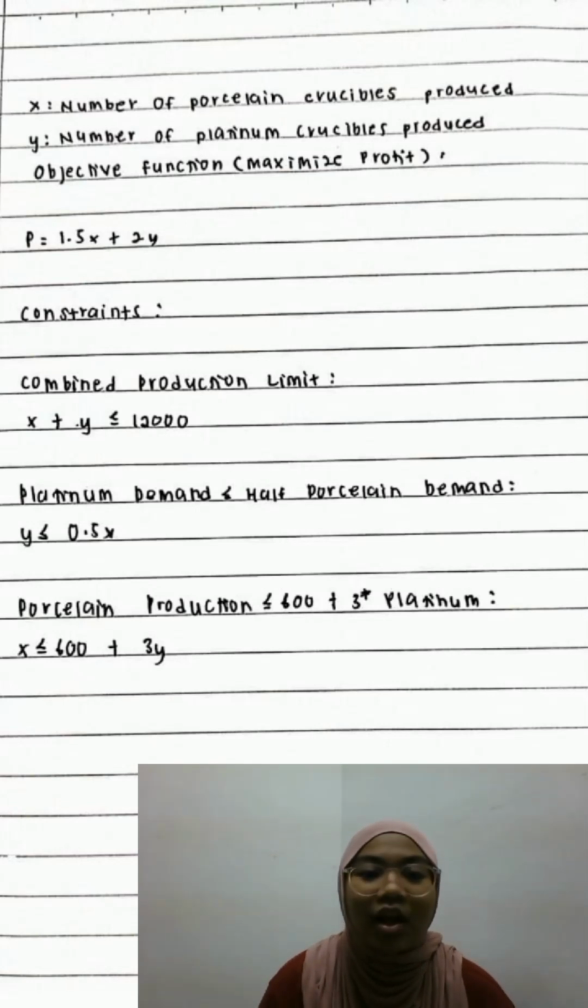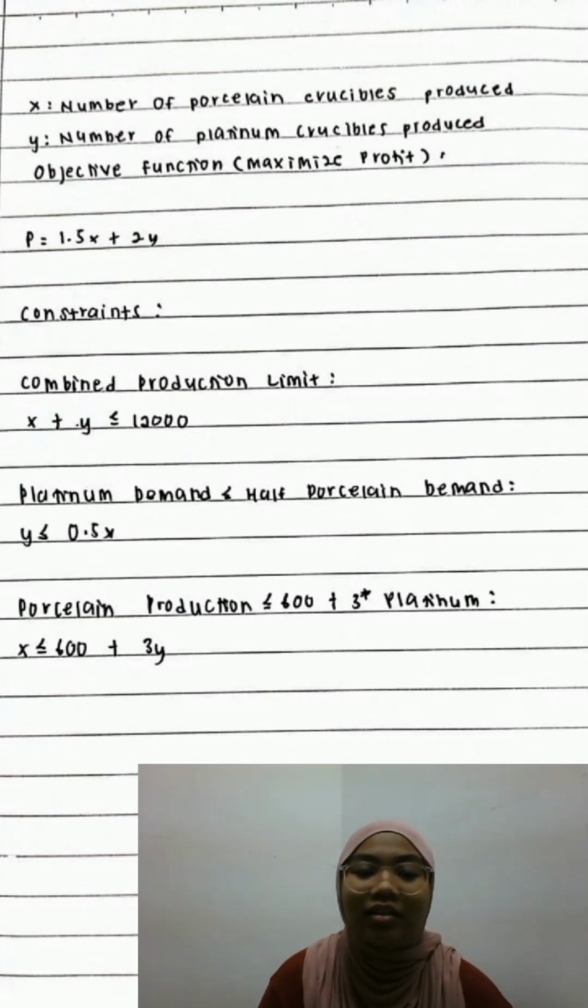The second constraint limits the demand for platinum crucibles to no more than half the demand for porcelain crucibles. This can be interpreted as either a market restriction or a production capacity limitation for platinum crucibles. The third constraint defines the maximum production level for porcelain crucibles.